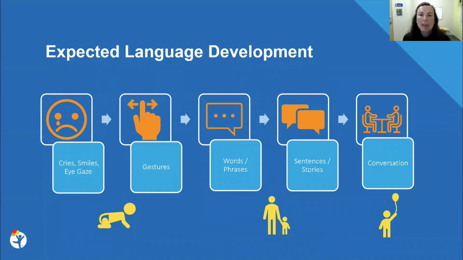So thinking about expected language development, what do we see a child doing? We see a child, a baby, infant, very early on, crying, smiling, making eye gaze with us. They then may start to develop gestures such as pointing, and then they get to words, phrases, sentences, stories, and eventually conversation. Some of those conversations may be a little tangential at first, but then they really shape to meaningful communication, telling stories and things like that.